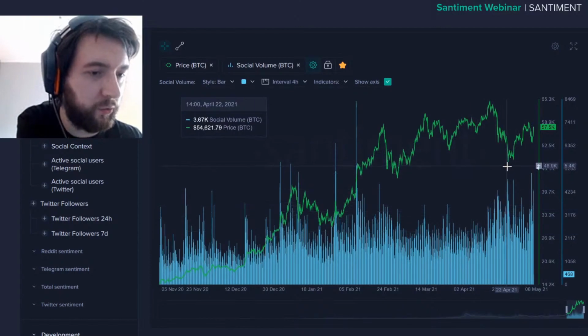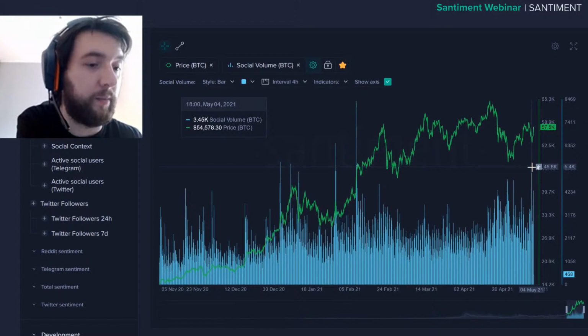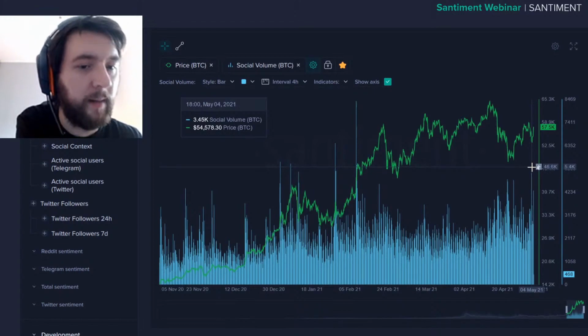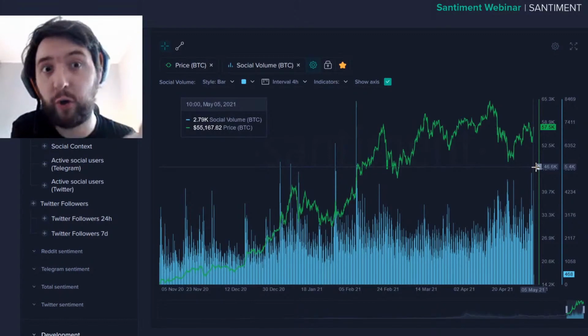And then we saw another two spikes in social mentions for Bitcoin around local bottoms. And then most recently, as Bitcoin started to correct, we had another big spike in social mentions of Bitcoin, suggesting a potential for price recovery, short-term price recovery.